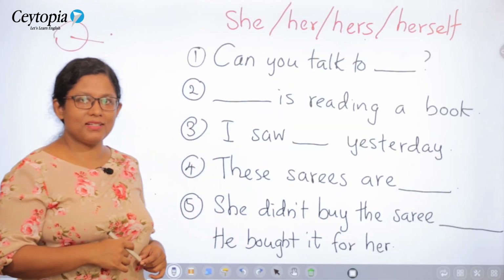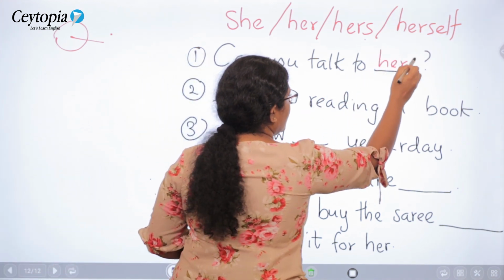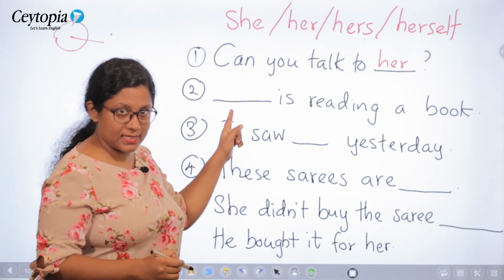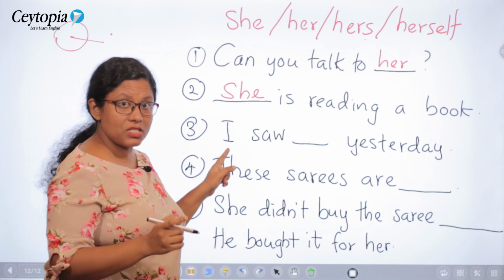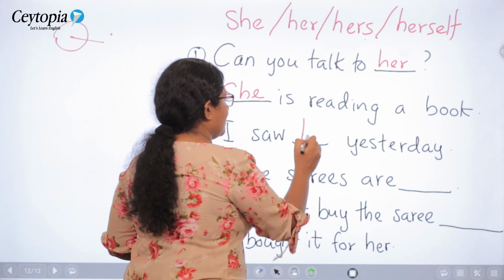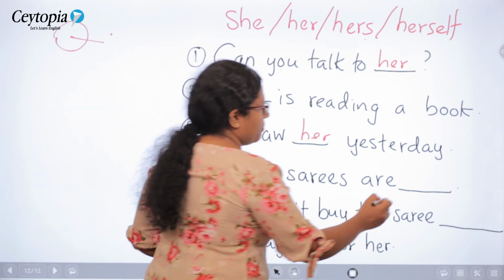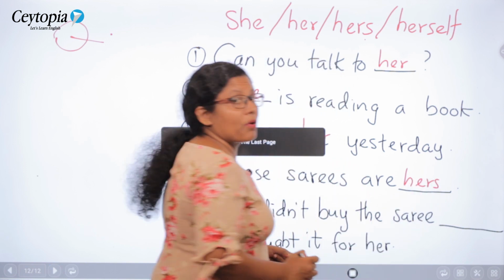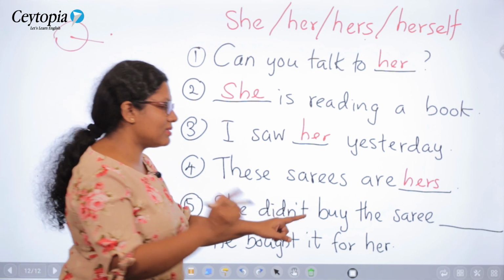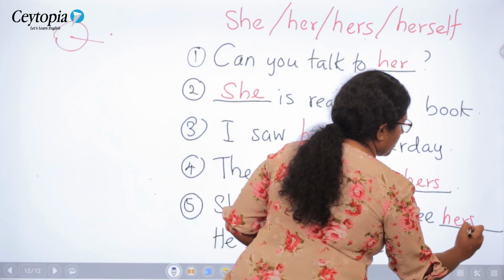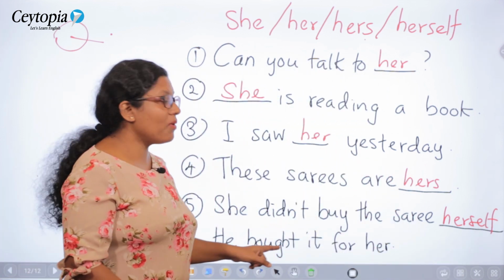Okay, now it's time for a mini quiz. Can you talk to her? Yes. Can you talk to her? Good. Yes. She is reading a book. Subject pronoun. I saw her yesterday. Object pronoun. These sarees are hers. Possessive pronoun. She didn't buy the saree herself. Reflexive pronoun. Who bought it for her? Yes, he bought it for her.